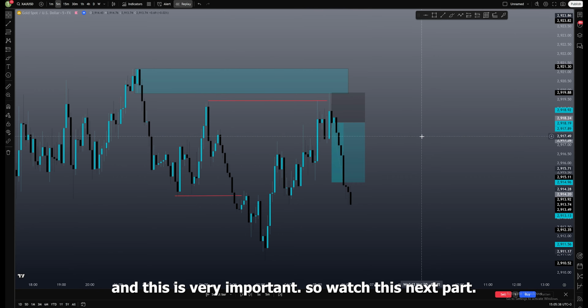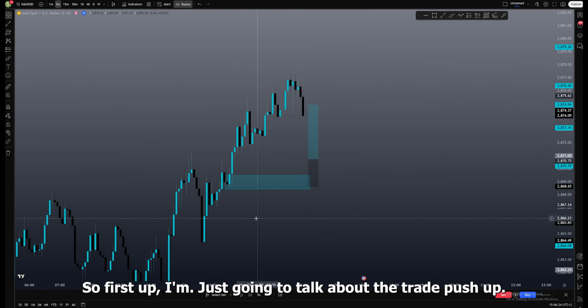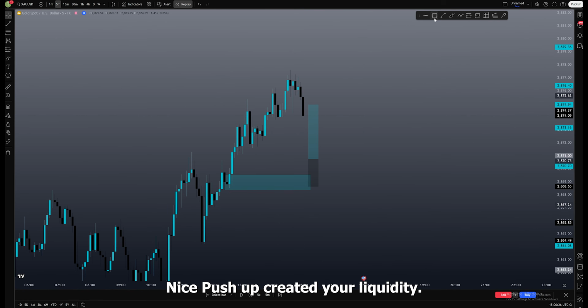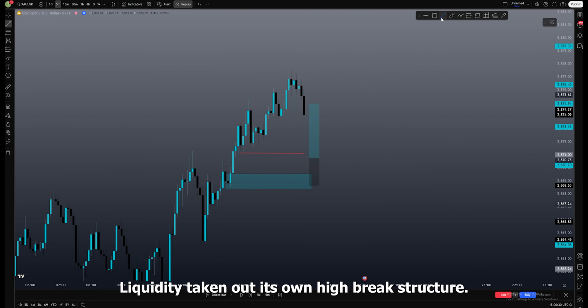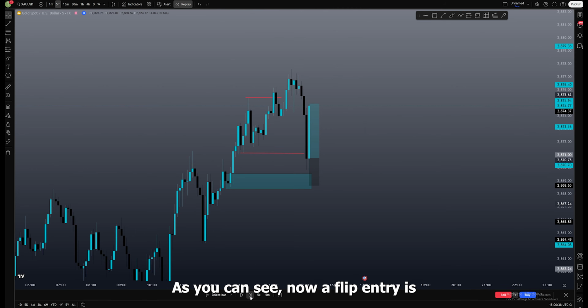So watch this next part. For this example, I'm going to talk about the flip entry. First up, I'm just going to talk about the trade. Push up, nice push up, created your liquidity, taking out its own high, break of structure. Now all we need is price to come directly to this demand zone. As you can see.